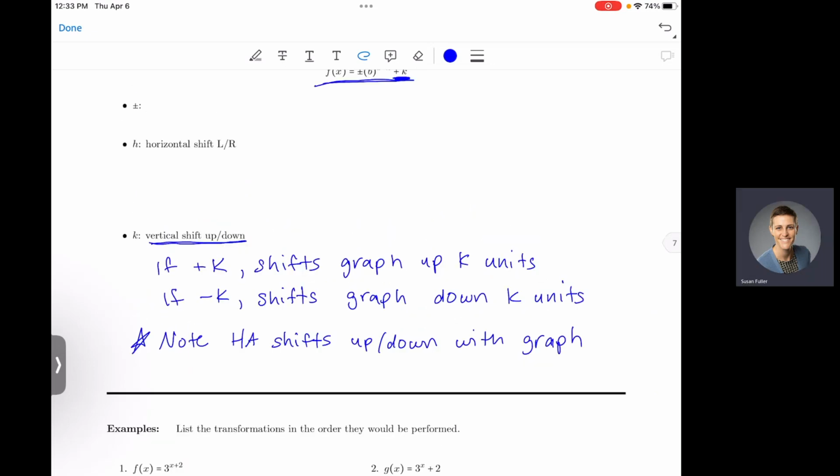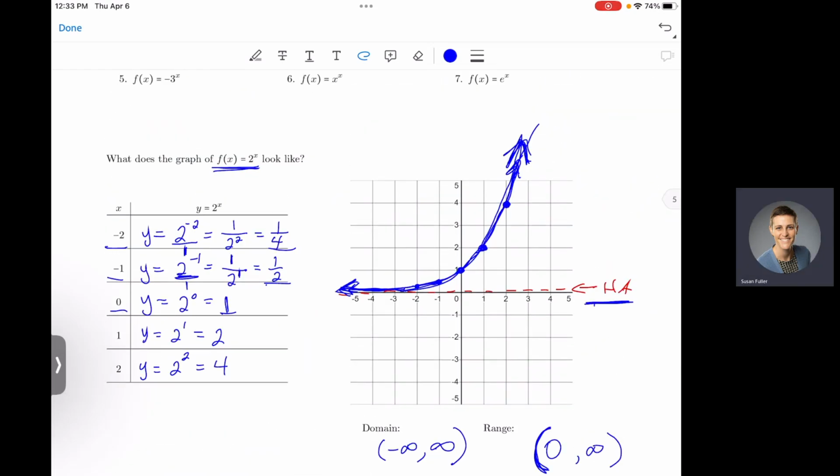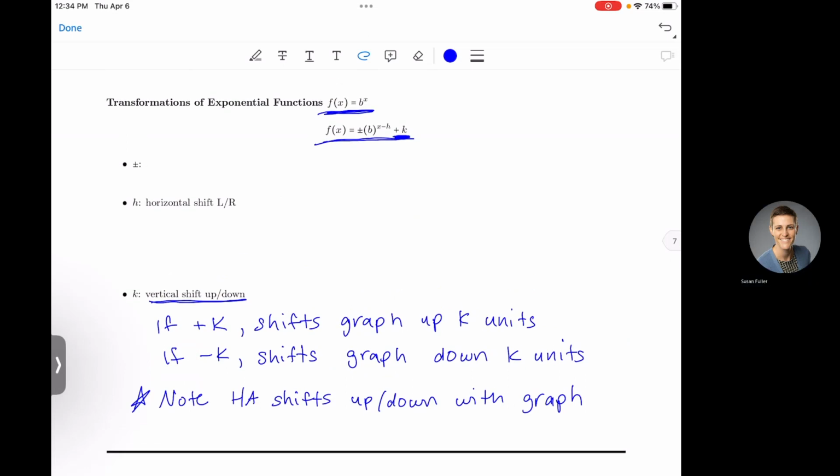So for instance, up here, when I did y equals 2 to the x, if I wanted to graph y equals 2 to the x plus 2, the whole graph would move up 2 units. This horizontal asymptote would also move up 2 units, up to y equals 2. So the horizontal asymptote is going to move up and down with your graph. Hopefully that makes sense. I just wanted to make a note of that. That's going to be helpful.